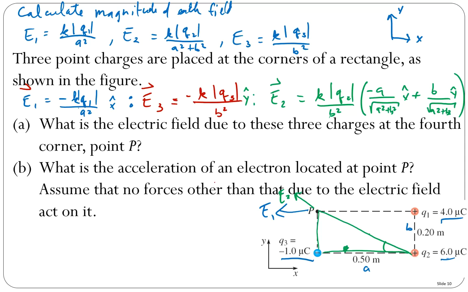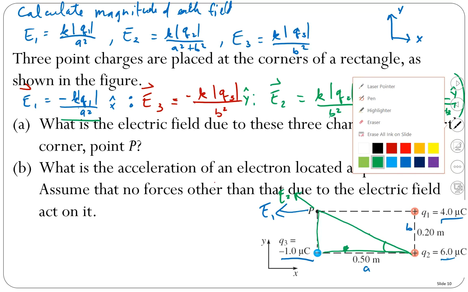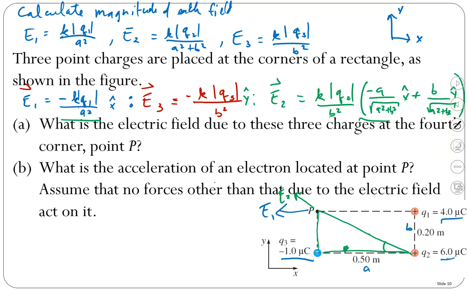The last step would be add the x's together, so this and this to get my total x component. Add the y's, so this and this to get the total y's. You can see it does build up, and that's why we don't do like 7 or 8 charges, because it's going to be a nuisance to do that.